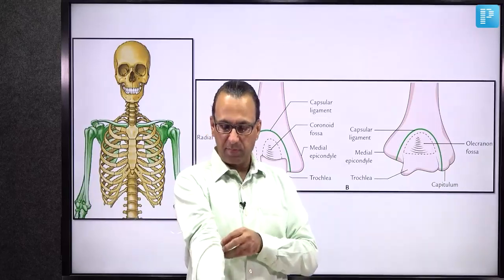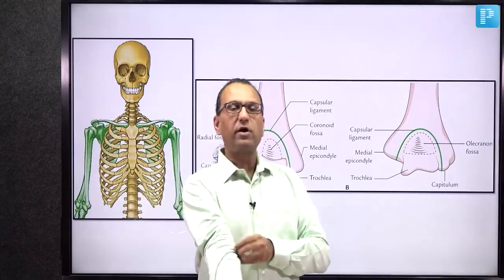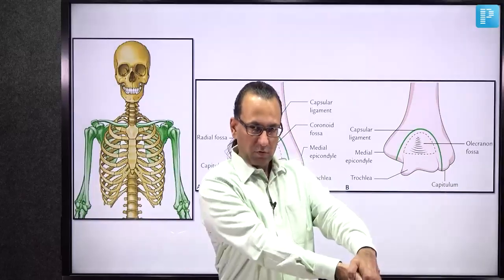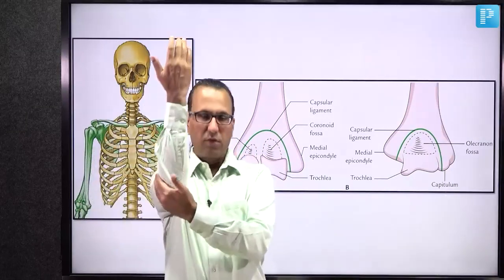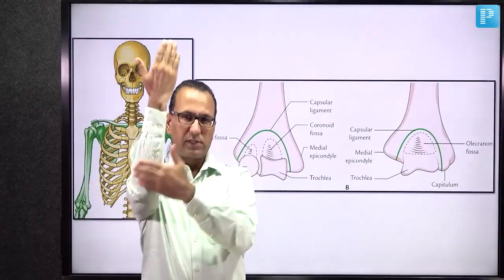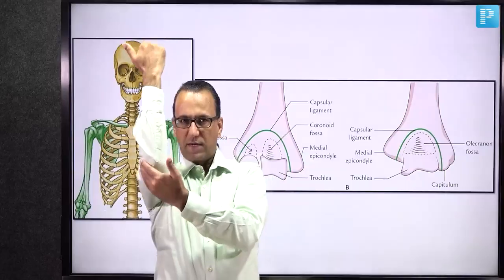If it is inflamed due to pull of these muscles, then we say medial epicondylitis, which is golfer's elbow. When it comes to lateral epicondylitis, which is actually the origin of the extensor muscles, the posterior forearm muscles, the common extensor origin, that could be the tennis elbow, lateral epicondylitis.